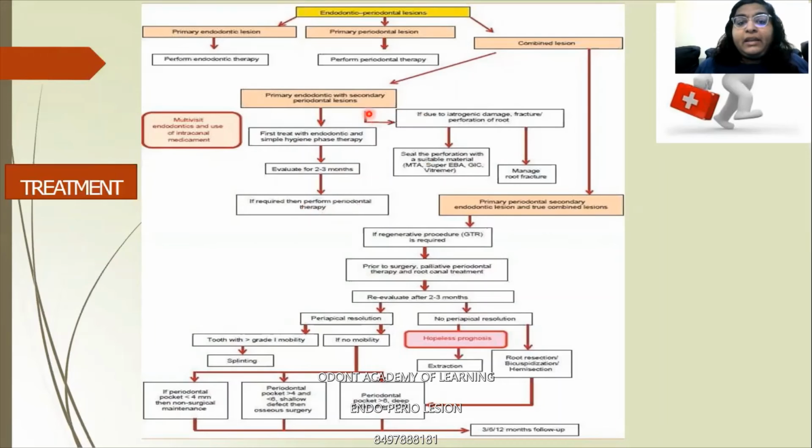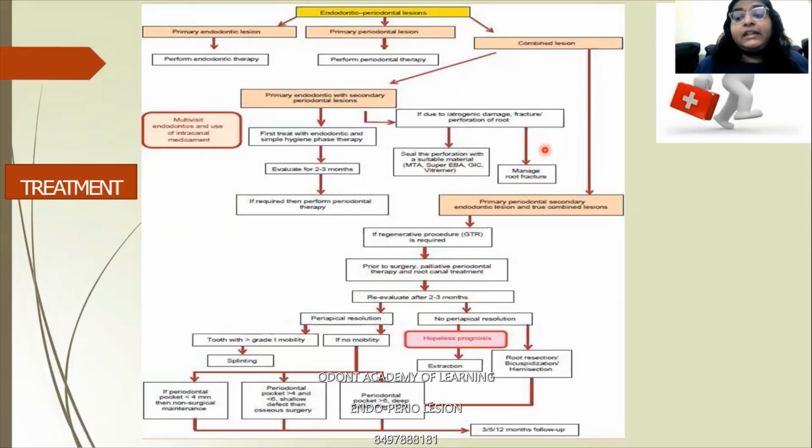Okay. Now, if this has occurred because of iatrogenic damage or fracture or perforation of the root, you have to seal the perforation with a suitable material. So perforation repair materials are available in the market, like MTA or Super EBA, GIC, Vitrimer, whichever is available in the market and easy for you to procure. With that, you have to seal the perforation, and then we have to manage the root fracture.